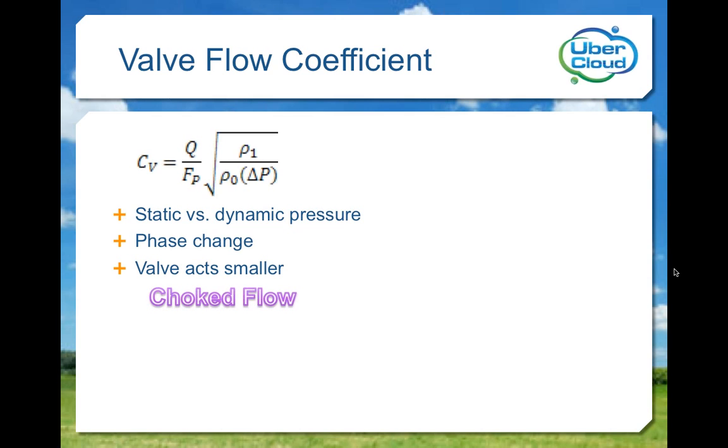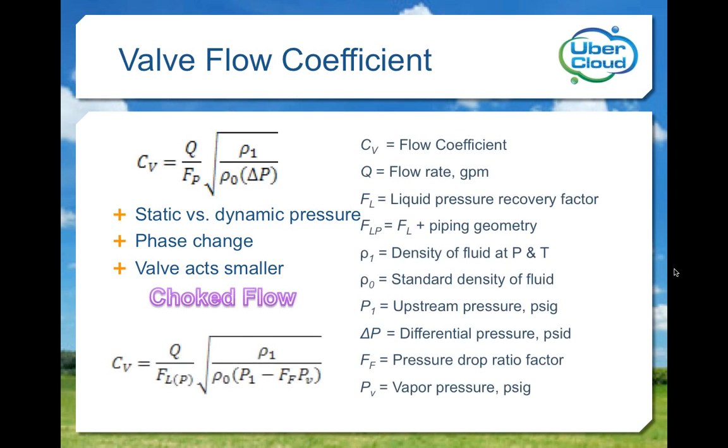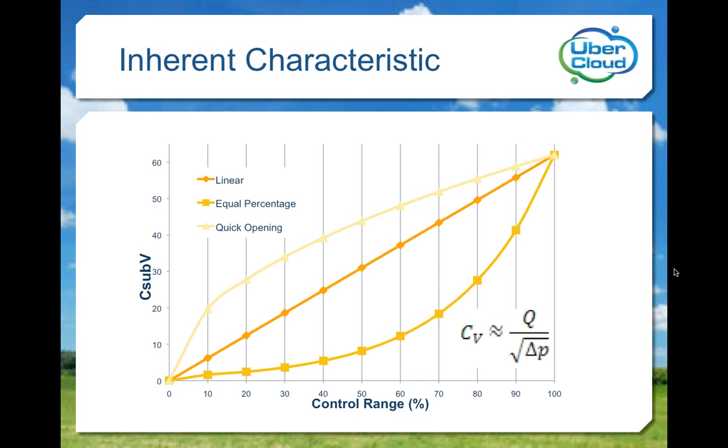In this region, given P1 and Q, the flow rate, the predicted C sub V requirement of the valve is increased by the reciprocal of F sub L, and influenced by F sub F and the fluid vapor pressure.